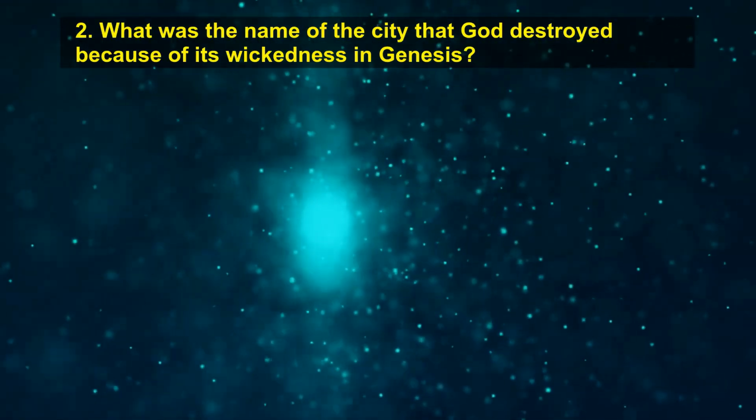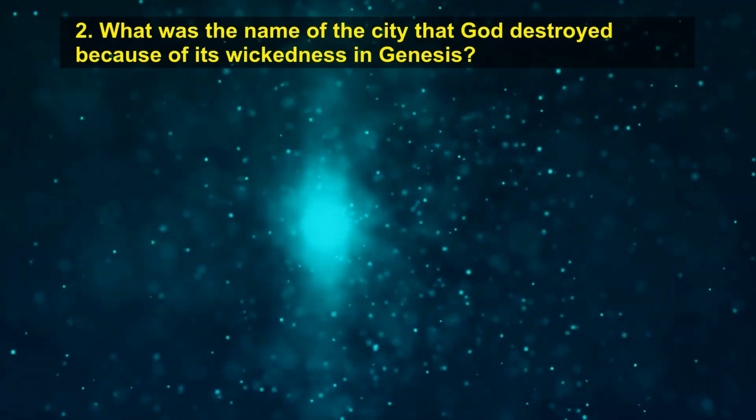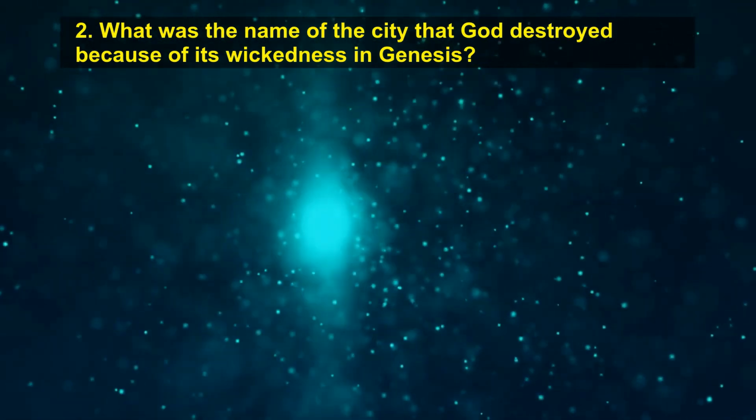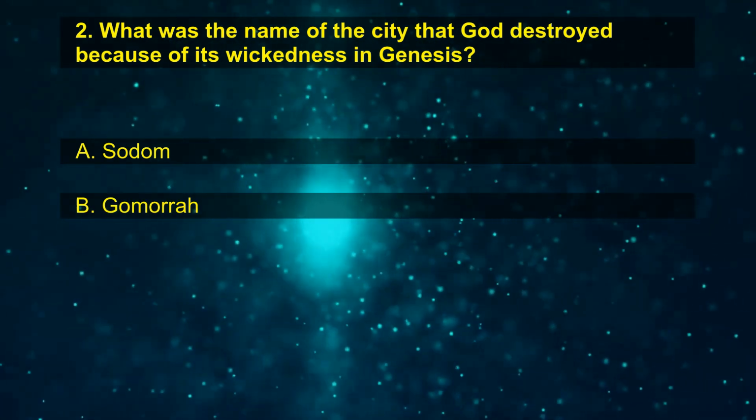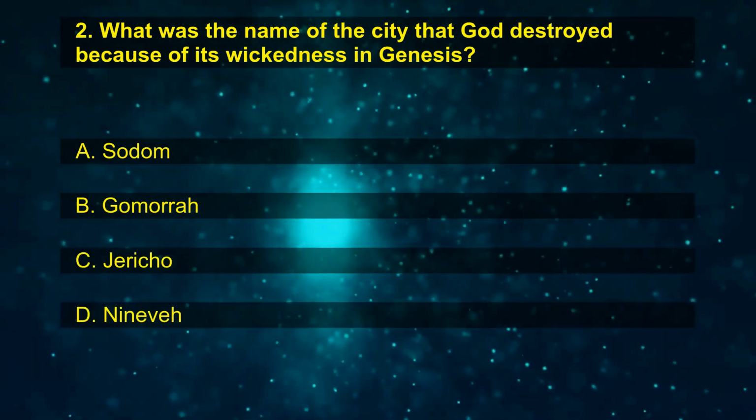2. What was the name of the city that God destroyed because of its wickedness in Genesis? A. Sodom. B. Gomorrah. C. Jericho. D. Nineveh.